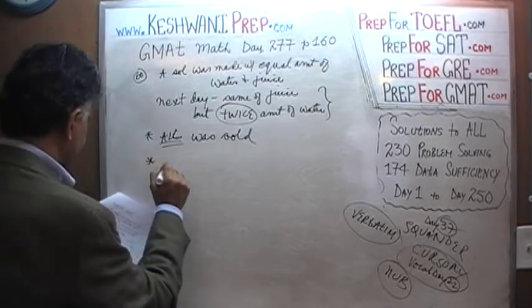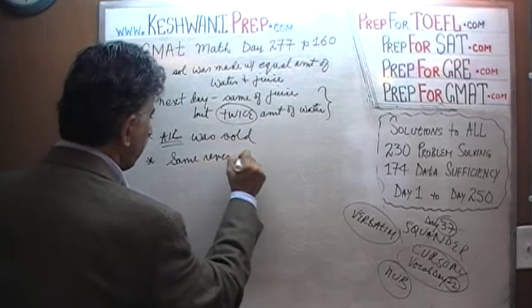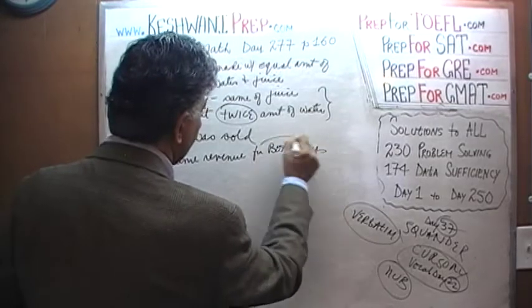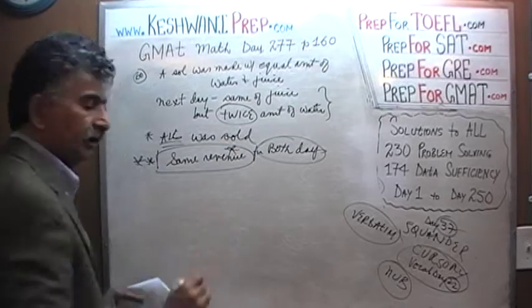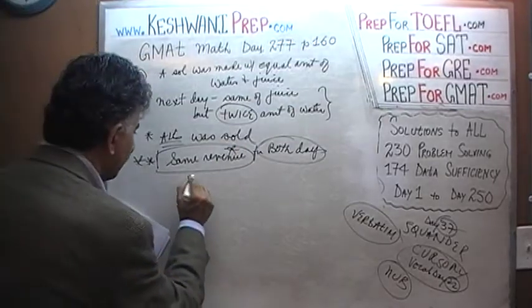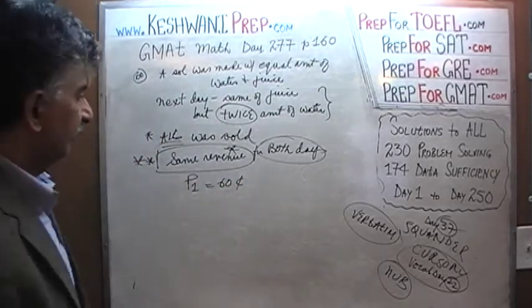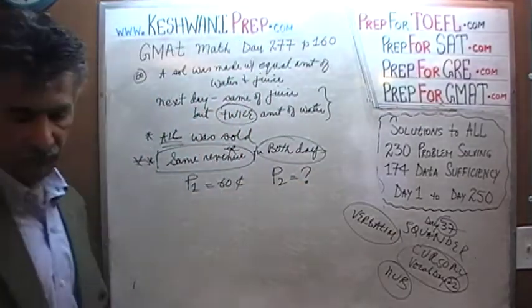Another thing that we are told is that we have the same revenue for both days. Now that is the most crucial stuff. This is the most important information in the entire problem. The revenue is the same. We are told that the price on the first day was 60 cents. On the first day we charged 60 cents. The question is, what was the price that we charged on the second day? That's all it is.